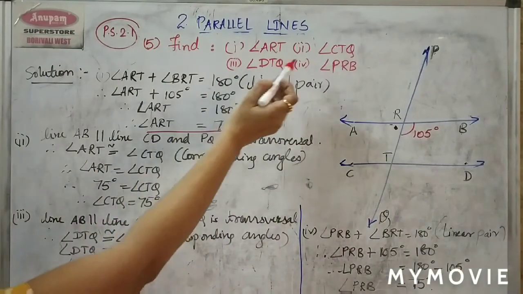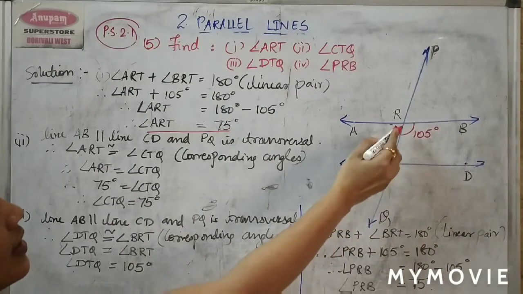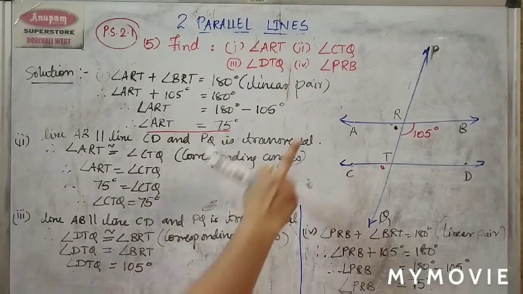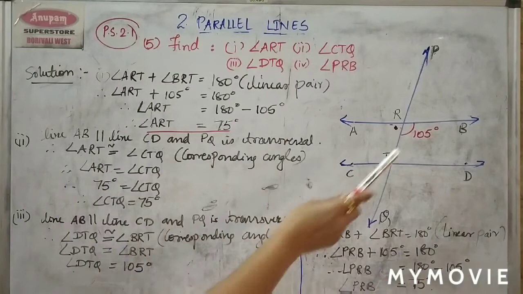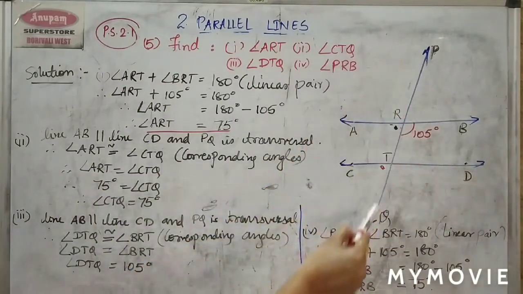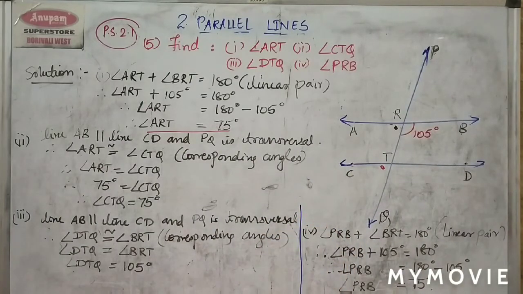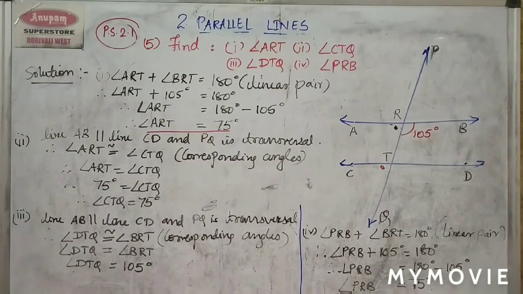Now what I need to find out is angle CTQ. Are ART and CTQ corresponding angles? Yes, both are equal. But when you show any angle to be equal, corresponding, alternate or whatever, we have to show that these two lines are parallel and this is a transversal, and therefore they are corresponding angles. So we mention line AB is parallel to line CD and PQ is a transversal. Therefore angle ART is congruent to angle CTQ, corresponding angles. After writing this, we write angle ART is equal to angle CTQ, but ART is 75 degrees, therefore CTQ is also 75 degrees.